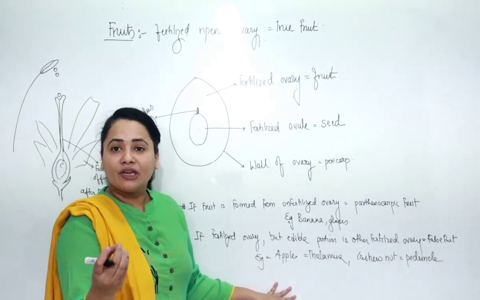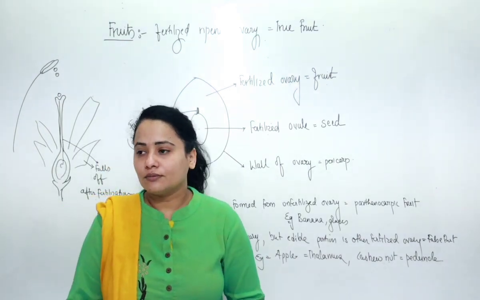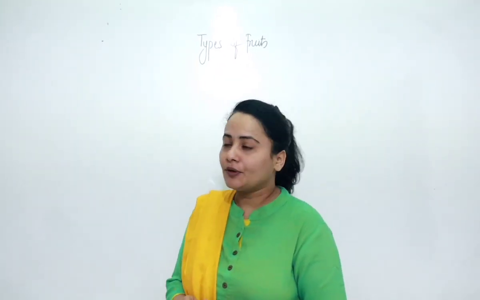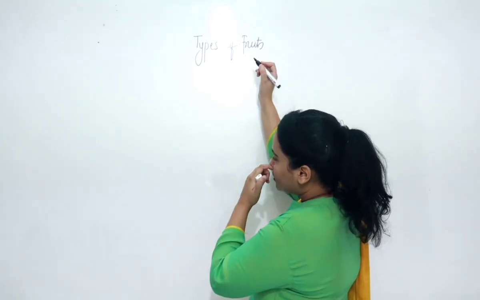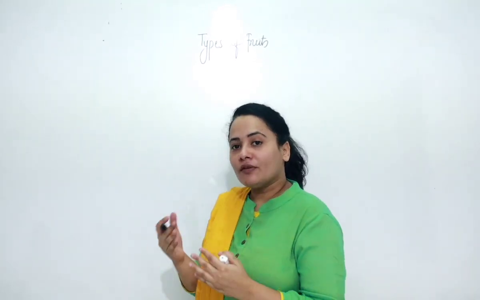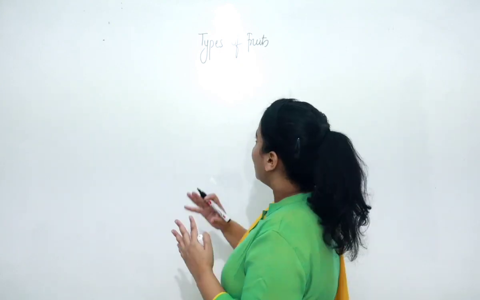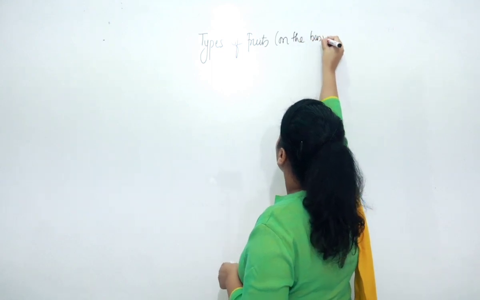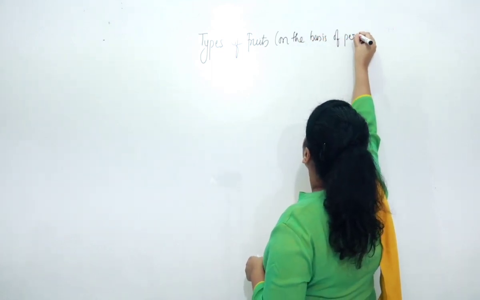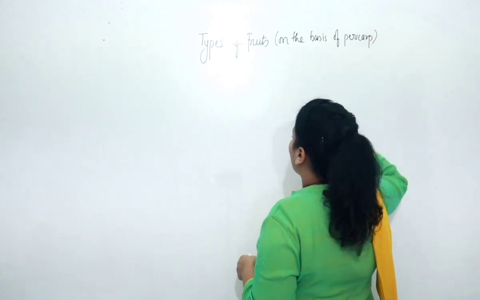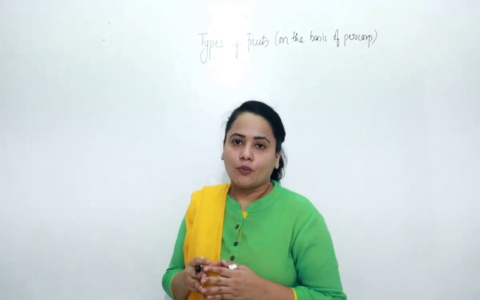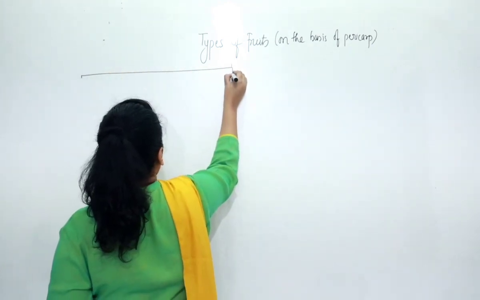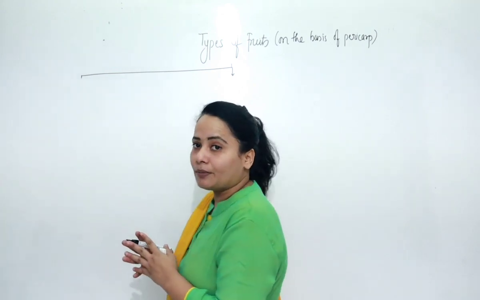So this is all about the brief introduction of fruits. Now next we'll be talking about the types of fruits on the basis of pericarp. Let us understand first of all the areas of pericarp, and then we will discuss the fruits. What is pericarp? We know that pericarp is the outer wall. Basically there are two types of fruits on the basis of the pericarp.